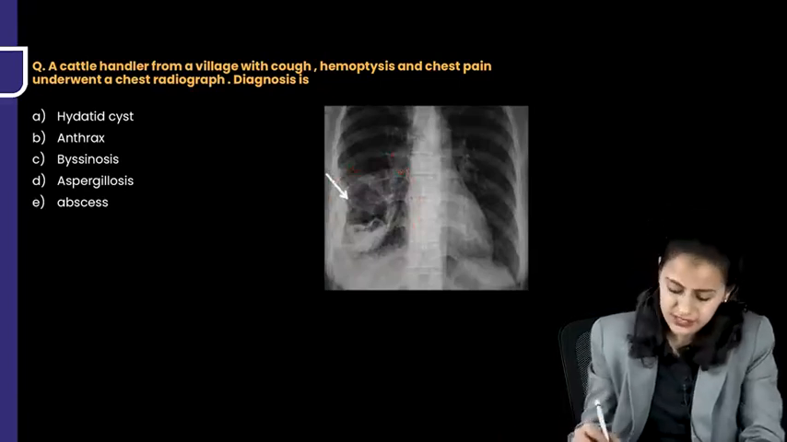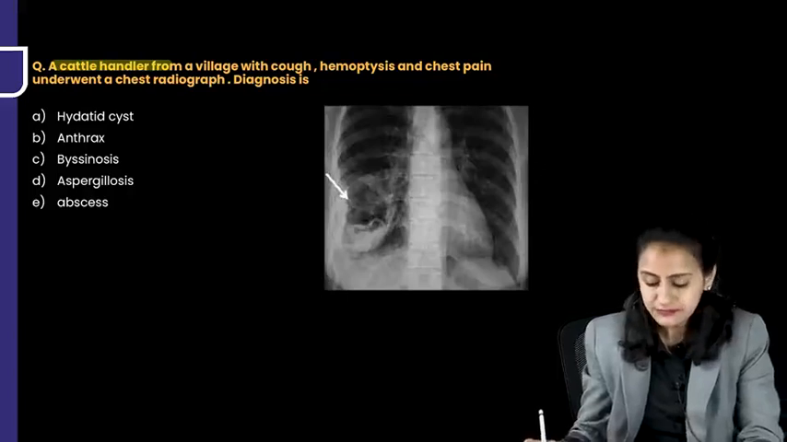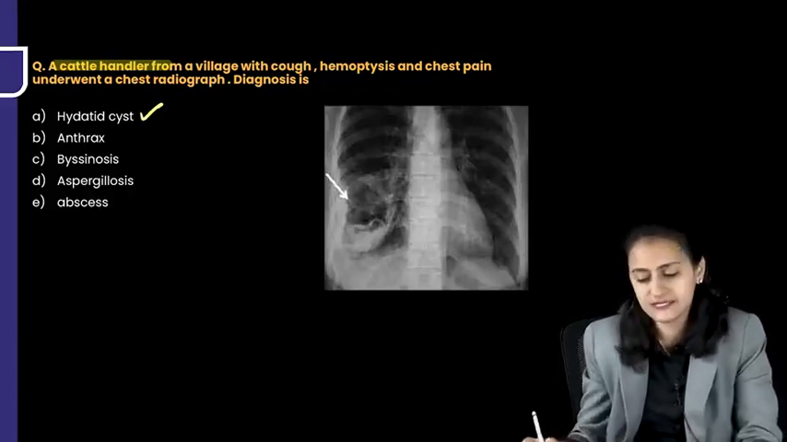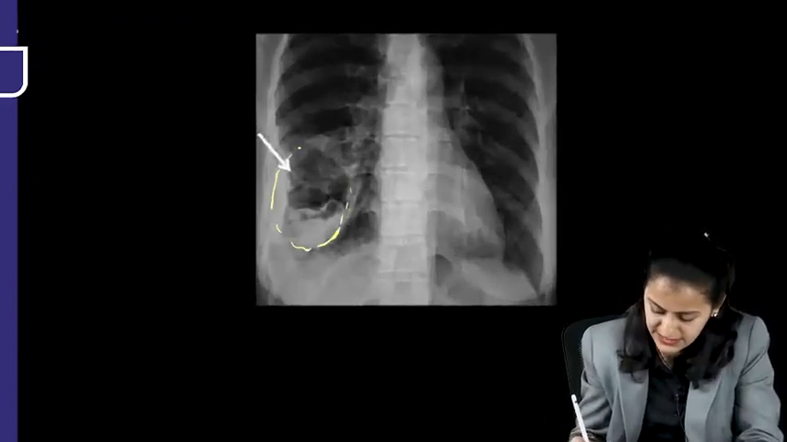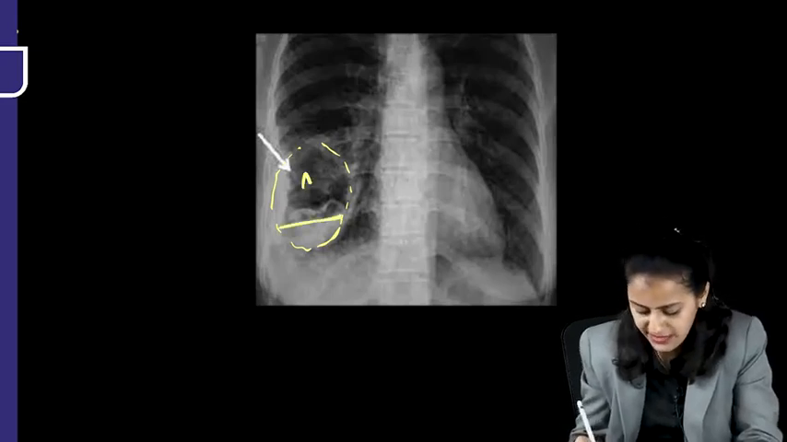What is the diagnosis? So the major clue here is this is a cattle handler. So in a cattle handler, the first thing that we think of is hydatid cyst. Let us have a look at the image. So what are we seeing here? There is a lesion in the chest which is showing this fluid level and the air.